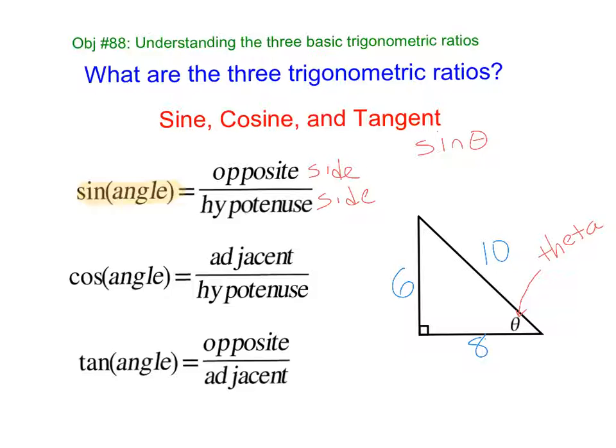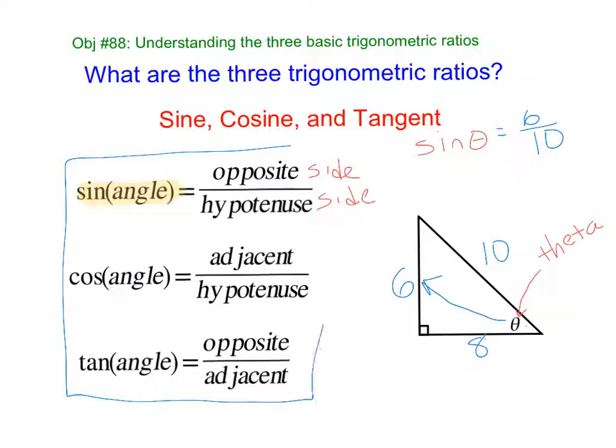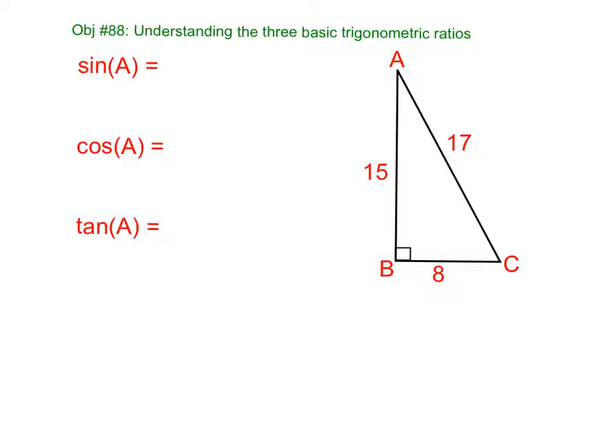So sine, what is opposite of theta? Well, opposite of theta is the 6. What's the hypotenuse of the right triangle? 10. So that's what we're going to be doing here, right? So write these down. This is just like your notes that you're going to go off of, okay? All right, so here's our example.